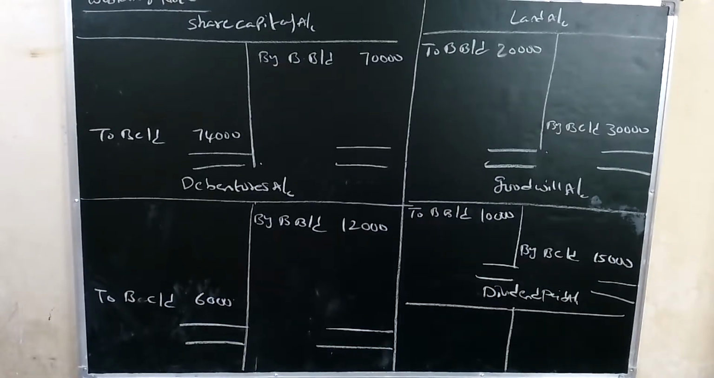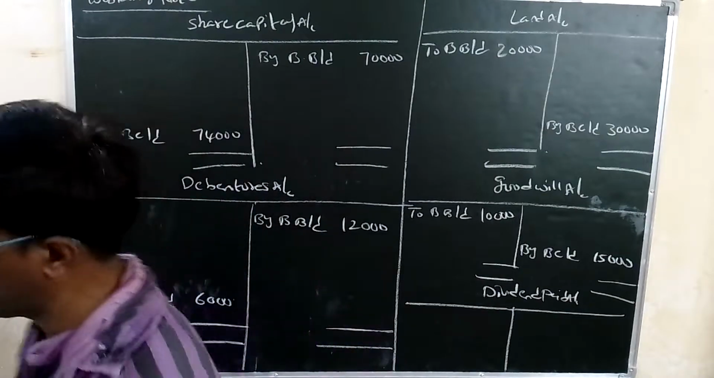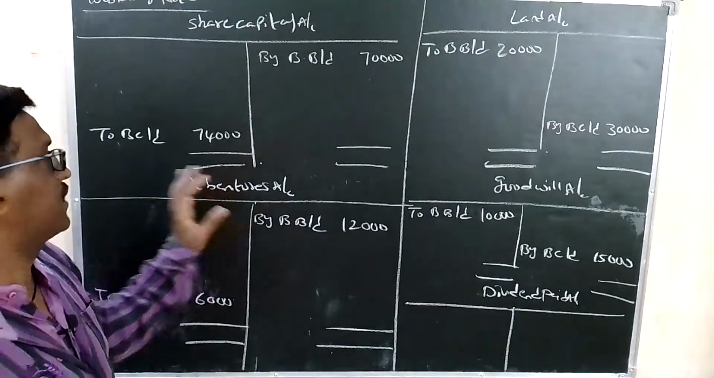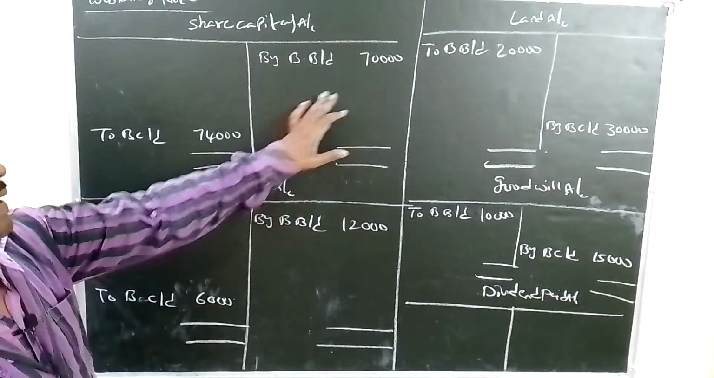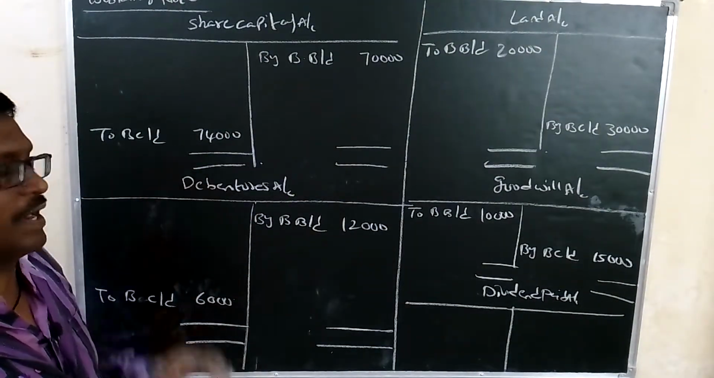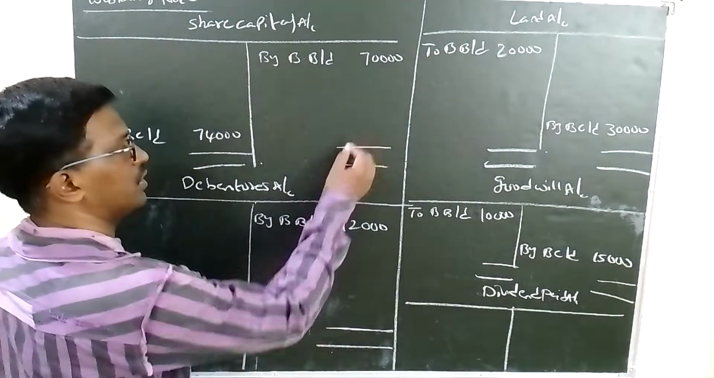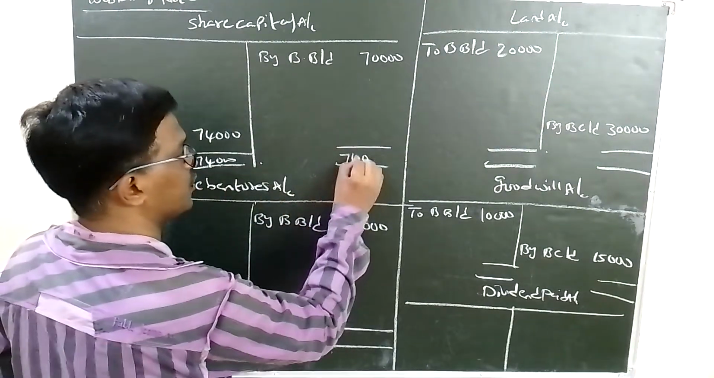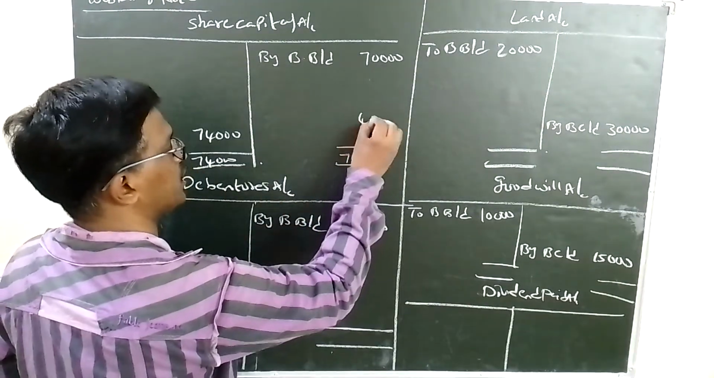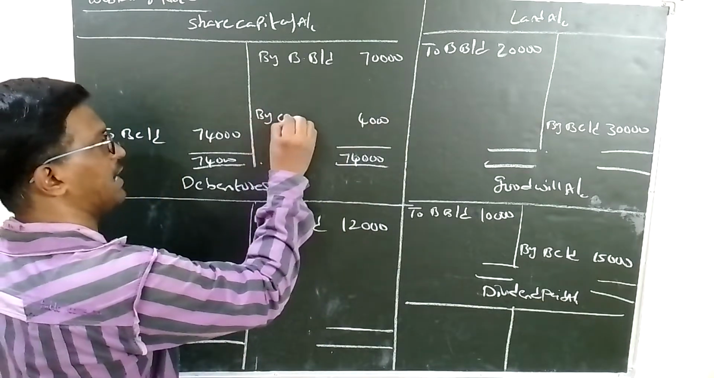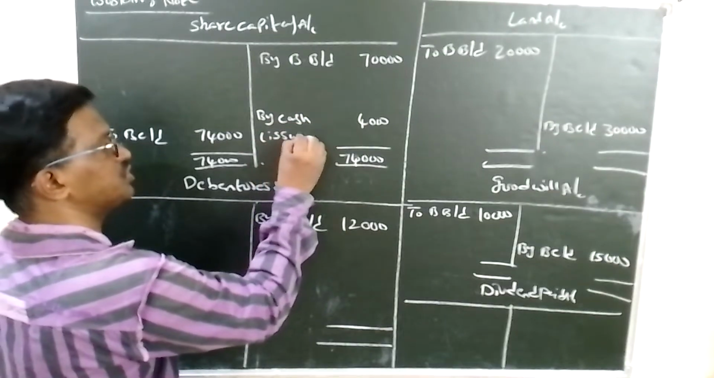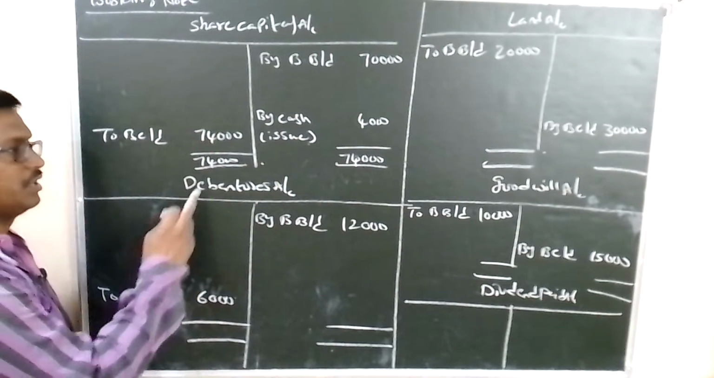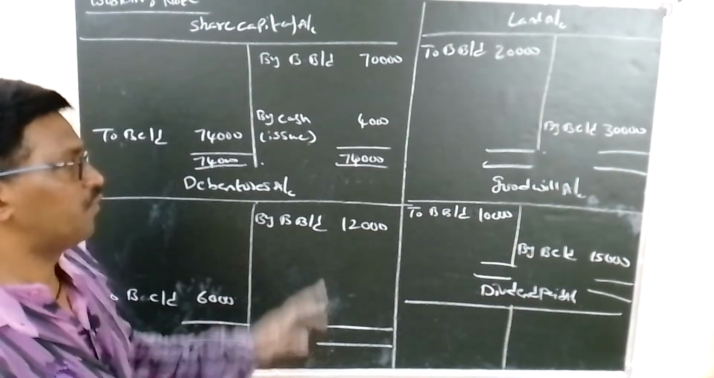Let us see the remaining ledger accounts. Share capital, by balance brought down. Liabilities always show opening balance on the credit side, closing balance on the debit side. By balance brought down 70,000, to balance carried down 74,000. So here the difference, 74,000 is increase. Increase of 4,000 in share capital means by cash issue of shares, 4,000 rupees. It will be shown on the sources side of the funds flow statement.